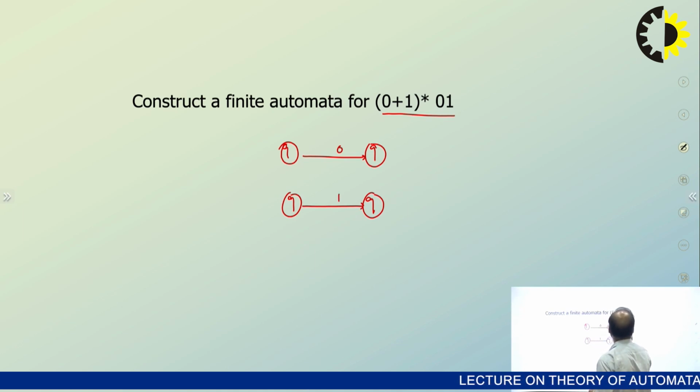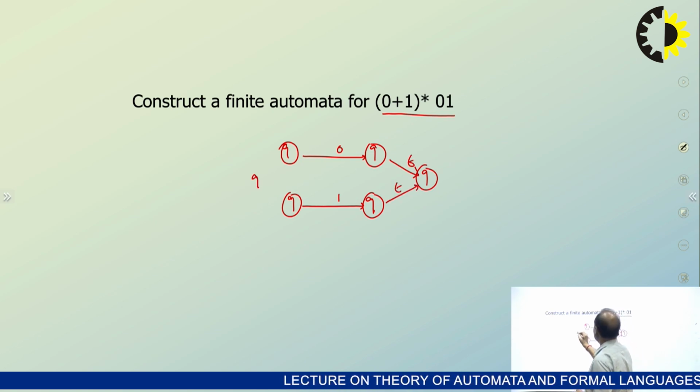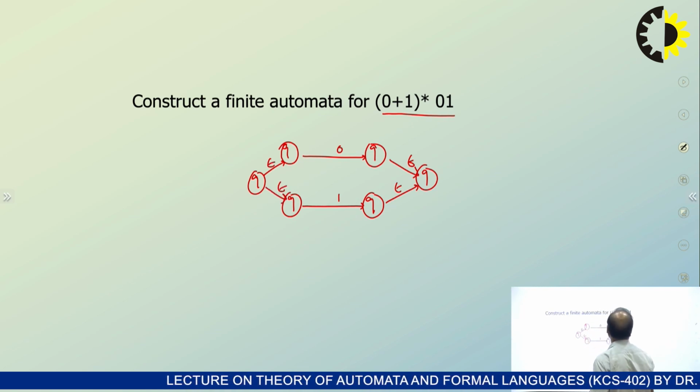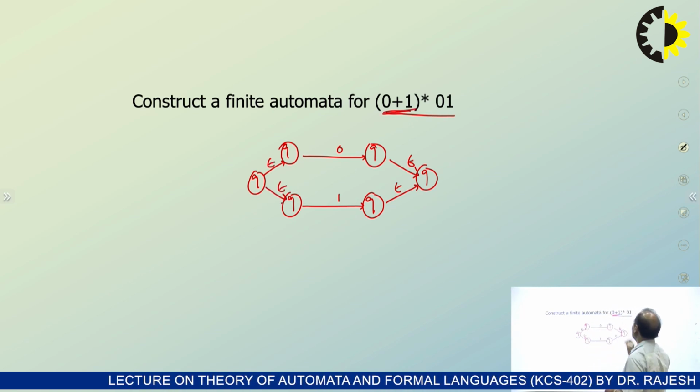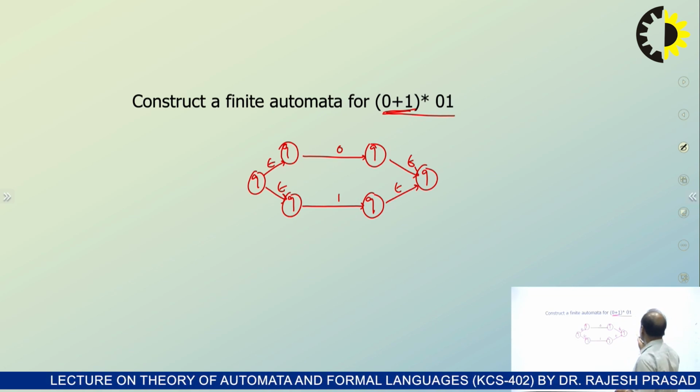0 plus 1 is very simple to build, right? So this is epsilon, and now this is epsilon and this is epsilon. So this is the machine for 0 plus 1. You want to repeat it, no problem.